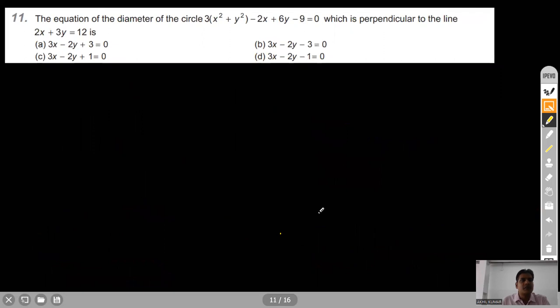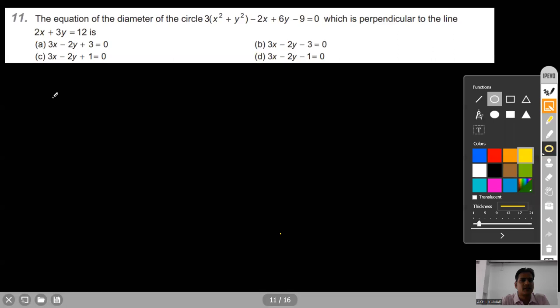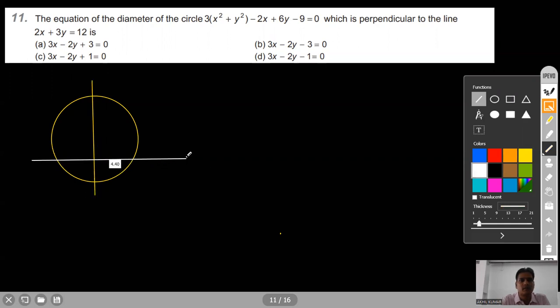Now let's take the next question, question number 11. The equation of the diameter of the circle, which is perpendicular to the line 2x plus 3y equals to 12. Okay. So one circle is there, and the question is asking to write the equation of the diameter of this circle which is perpendicular to this line. This is what the question is saying.